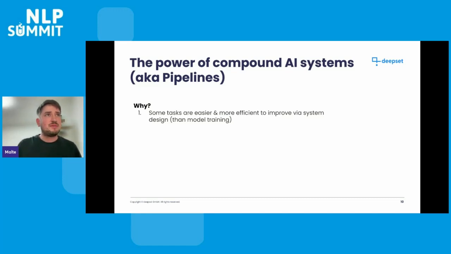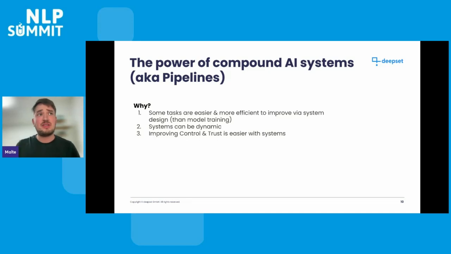Number one is that some tasks are easier and more efficient to improve via system design than via model training. You can bake a lot of things into model training, but it's very hard then to iterate, very hard to make it work for all of these tasks. So it's possible, but it's easier and more efficient to do it on the system level. The second thing, systems can be dynamic. It's not a one-time thing, but they can change over time.